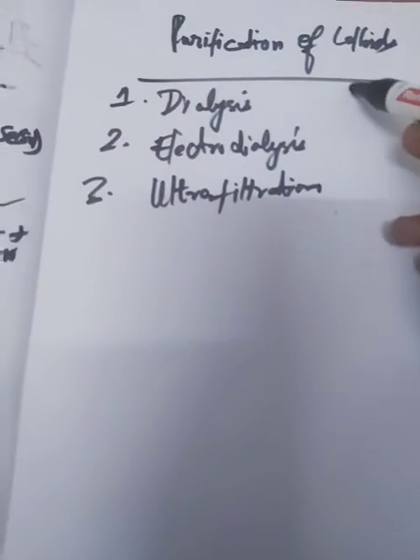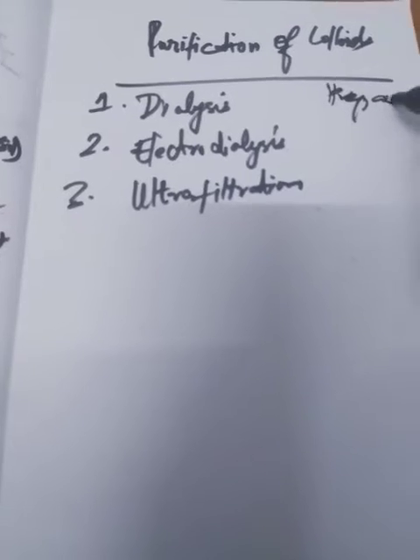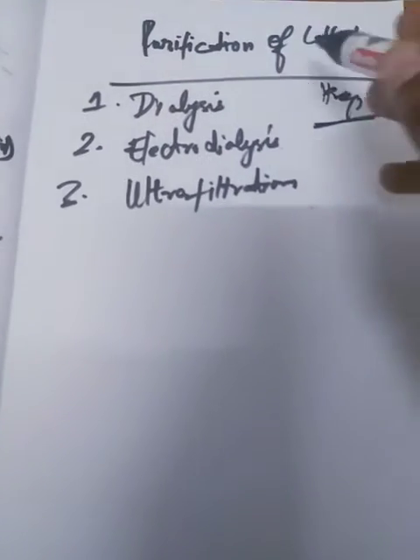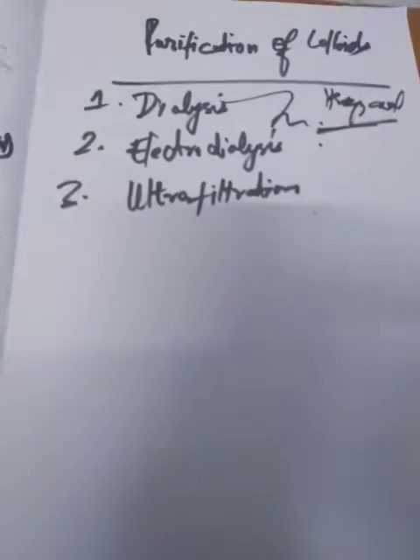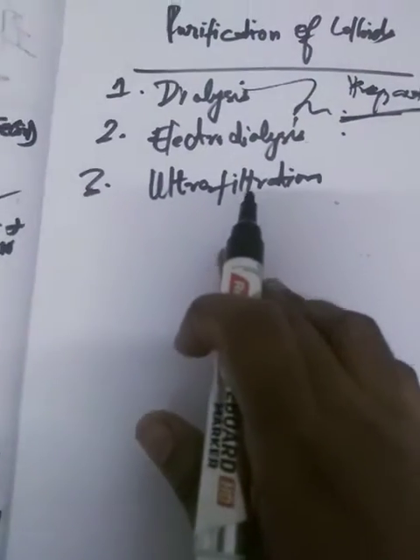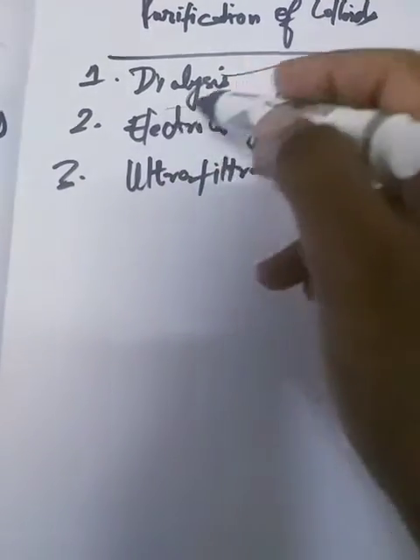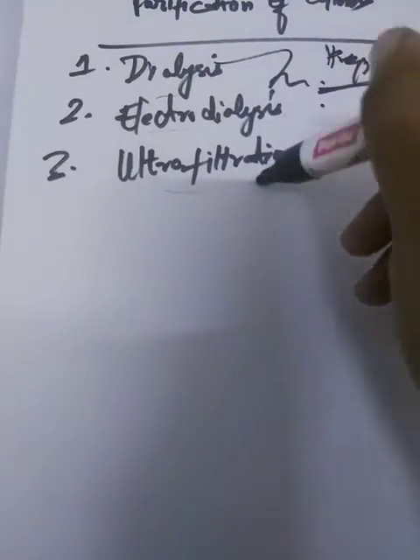We saw what a colloid is, how we should prepare colloids, and the uses of colloids. But now we will see the purification of colloids, how we are going to purify a colloid for usage in catalytic or other processes. There are three types of purification of colloids: dialysis, electrodialysis, and ultrafiltration.